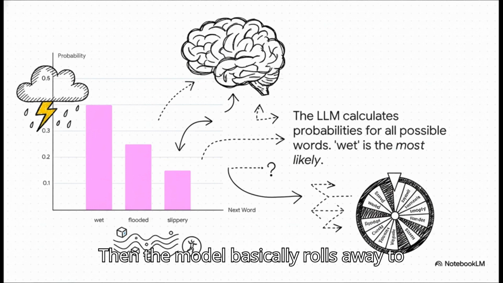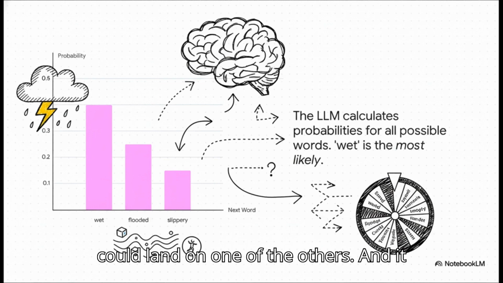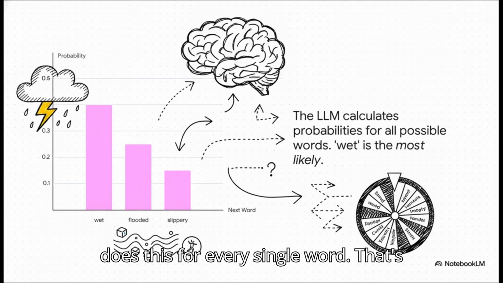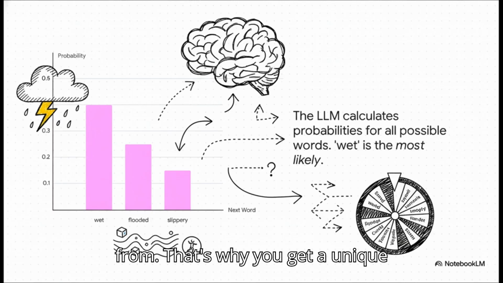Then the model basically rolls a weighted die. It'll probably land on wet, but it could land on one of the others. And it does this for every single word. That's where the randomness and creativity comes from. That's why you get a unique sentence every time.